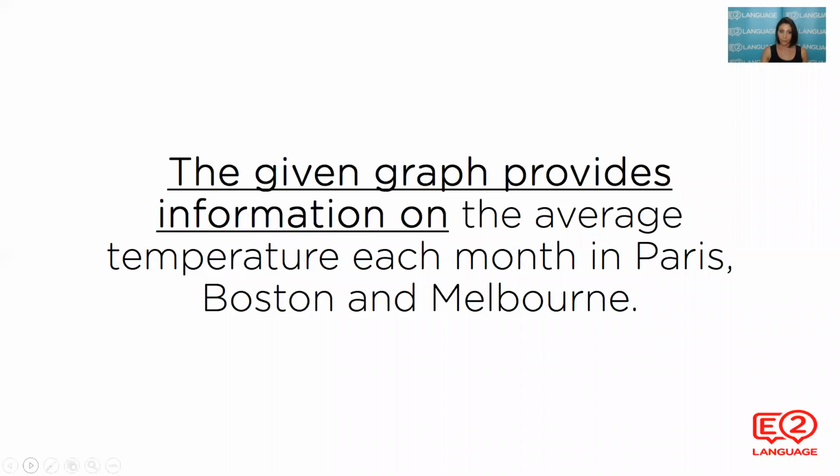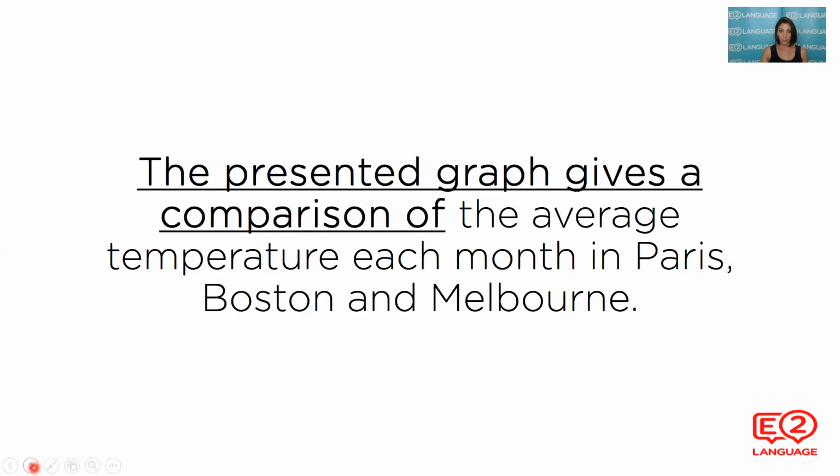Another example of how an introduction for that could have been written. The presented graph gives a comparison of the average temperature each month in Paris, Boston, and Melbourne. So you need to remember to be specific. You must always say what and where. So the what is the average temperature, and the where is 3 major cities, and they are Paris, Boston, and Melbourne.